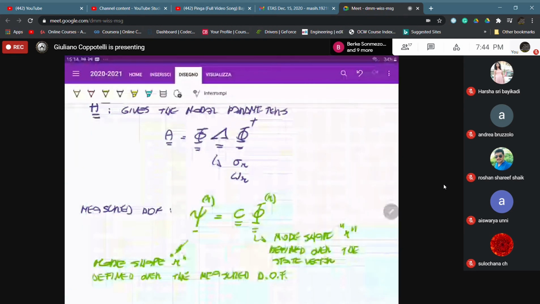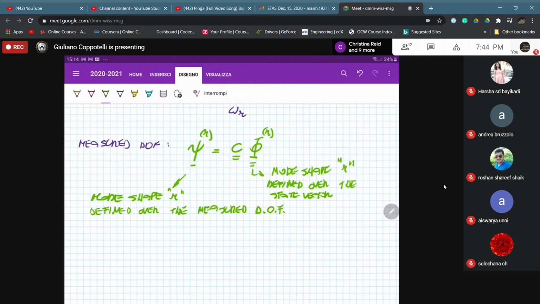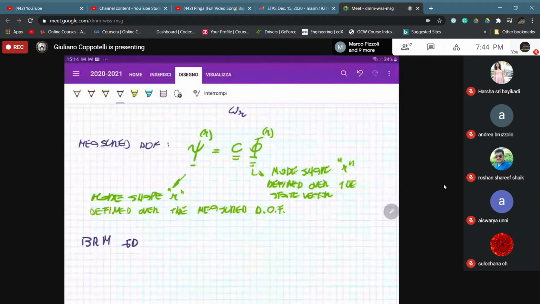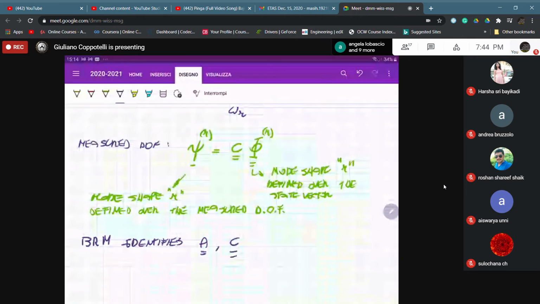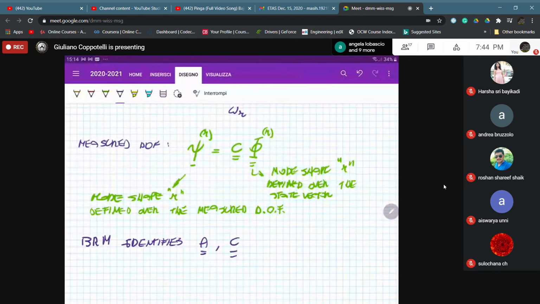Okay, so the balanced realization method identifies your state matrix A and your C matrix of the responses. Once you know this, then you solve the problem. So let's see how we can estimate those matrices, the state space matrix A and the measured response matrix C.